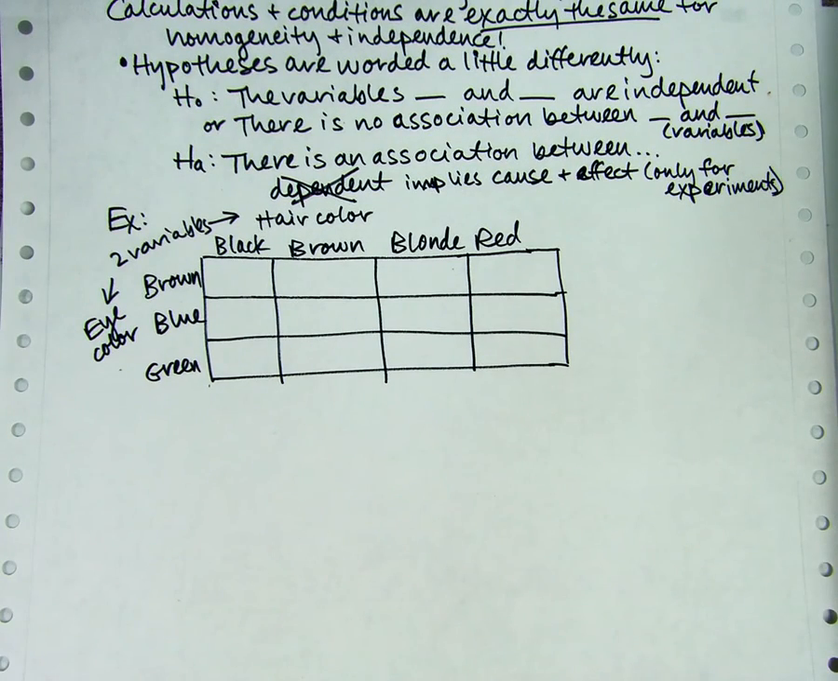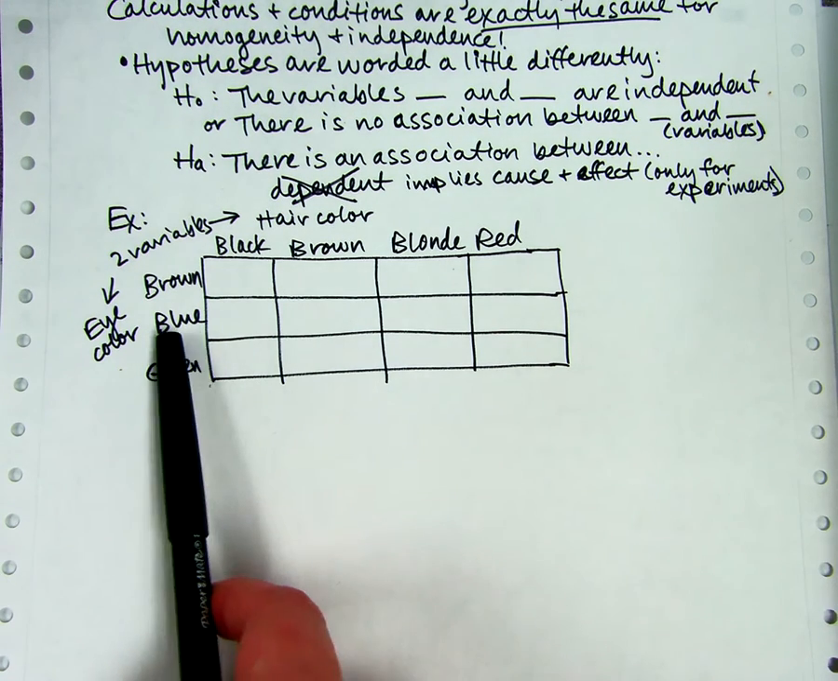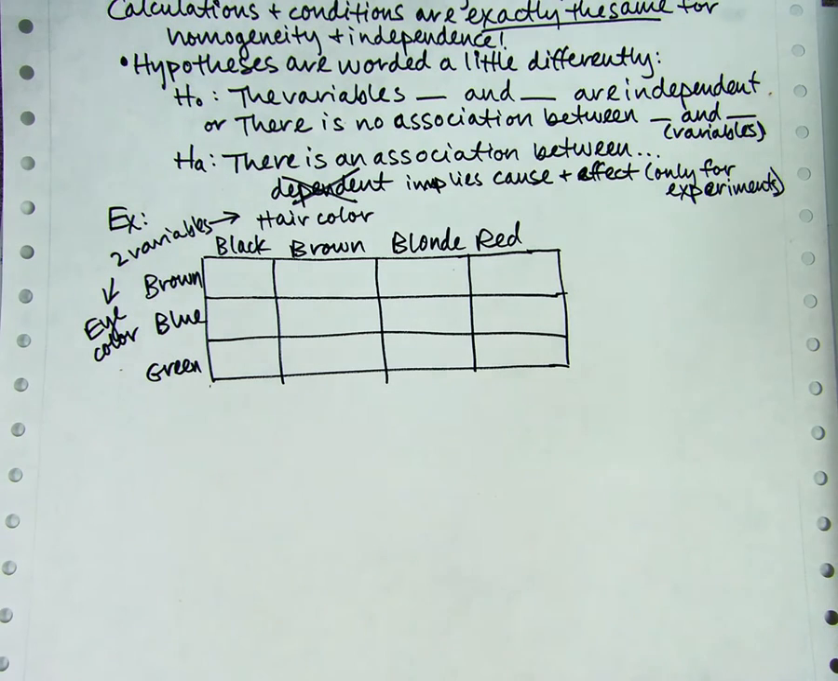And as you probably could guess, people are more likely to have brown eyes if they have black or brown hair, and if they have blue eyes, they're more likely to have blonde hair. And there's definitely going to be some kind of an association here.